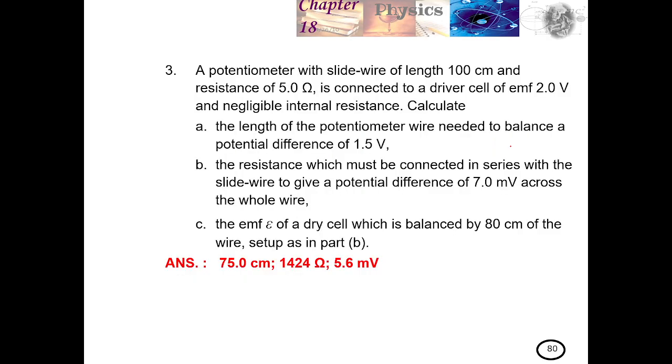Okay, and we have a potentiometer with length of 100 centimeter and resistance of 5 ohm connected to a driver cell of EMF 2 volts and negligible internal resistance. Calculate the length of the potentiometer. So this is a question on the potentiometer also, and you have it.